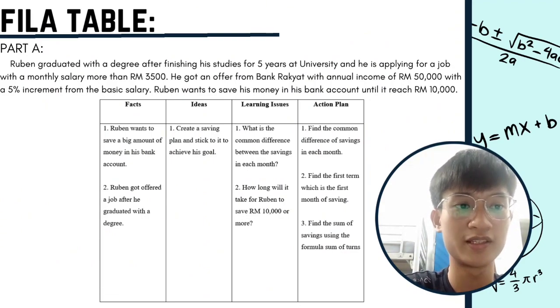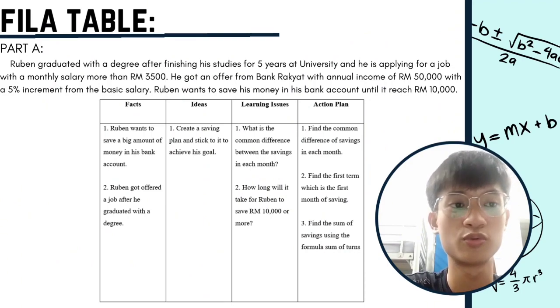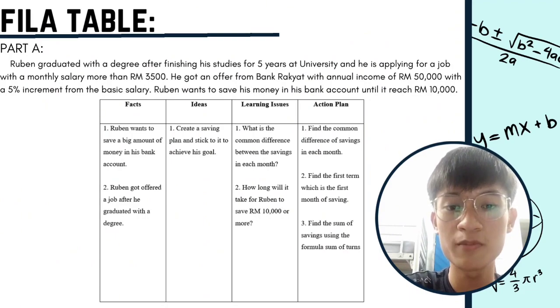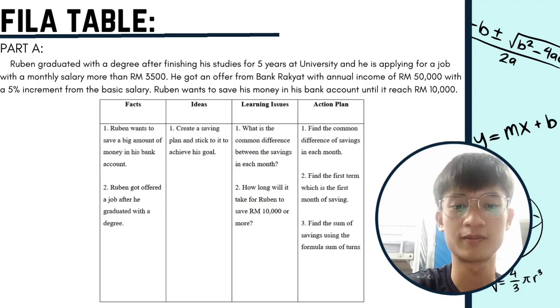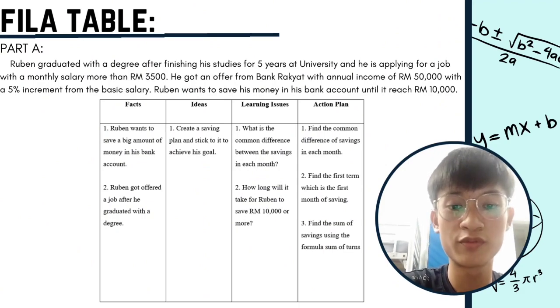So the action plan that we need to conduct is that we need to find the common difference of saving in each month, and also we need to find the first term, which is the first month of Ruben's saving, to conduct his saving plan. And next we need to find the sum of saving, which means we need to find how many months Ruben will take to save a total of 10,000 ringgit or more than that. So let's move on to part B.